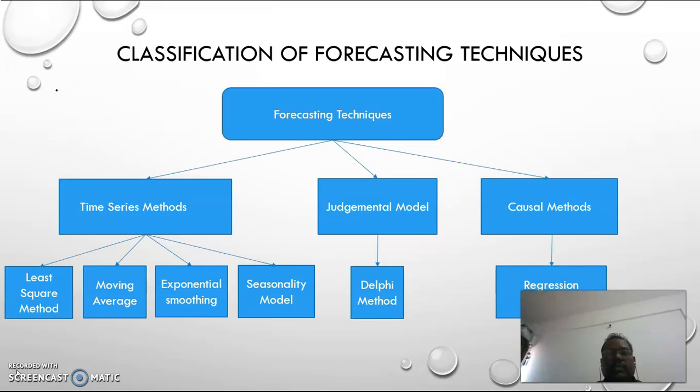Now we will see the classification of the forecasting techniques. Forecasting techniques have been classified into three main types: the time series method, judgmental methods, and the causal method. The time series method consists of least square methods, moving average methods, exponential smoothing methods, and seasonality model, whereas the judgmental model consists of Delphi methods. There are other methods available, and causal methods go with regression analysis.